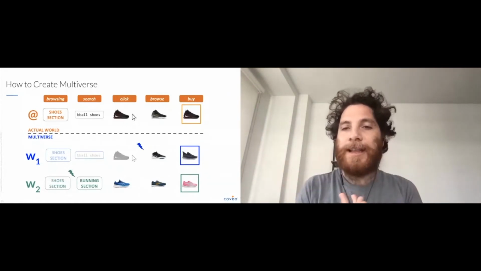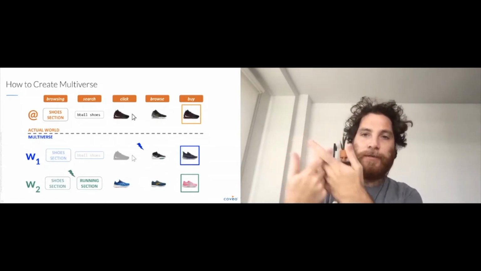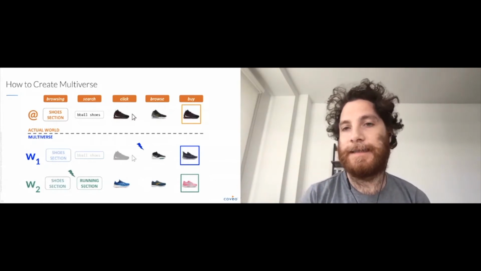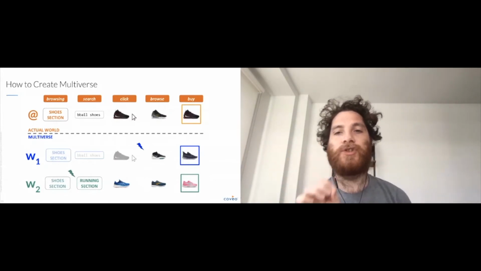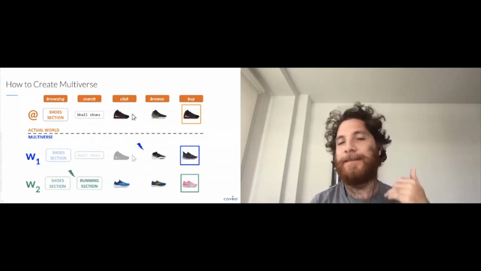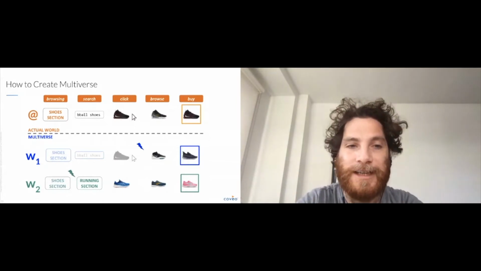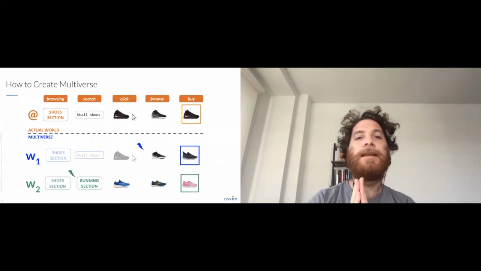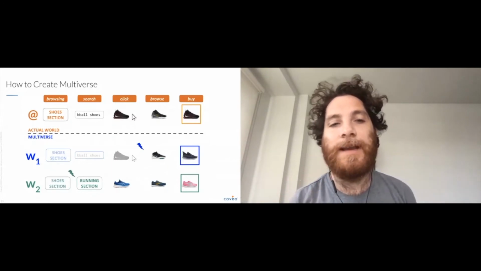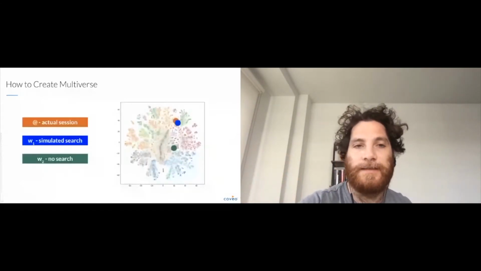Since we have a product space, we can follow the trajectory of the actual session, the one that ended up in a purchase, and the 2 simulated sessions. So the orange session, the blue session, and the green session. And you can quite literally visualize this in the product space. This is a two-dimensional representation just for ease of visualization. As you can see here, the actual session and the session with a simulated search end up very close in the space, and the session that actually has no search in it ends up very far in the space.